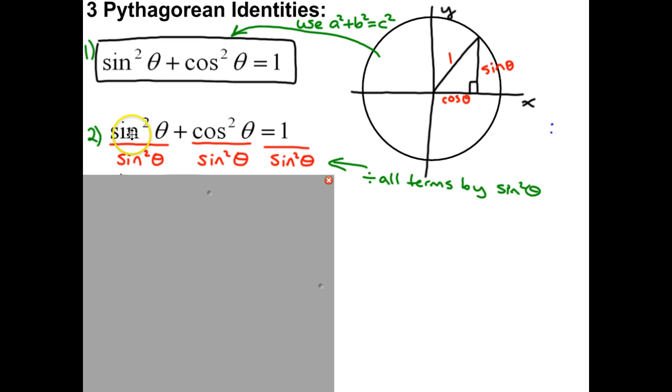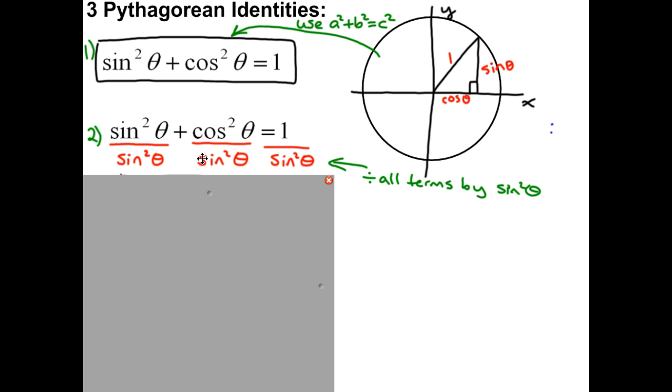Okay, version number 2. I want you to rewrite the original one, sine squared theta plus cosine squared theta equals 1. And this time, divide every one of the 3 terms by sine squared theta. Okay? Now let's rewrite what we have left. When you divide sine squared theta by itself, you get a 1. When you divide cosine squared theta by sine squared theta, you have to think about what that means.